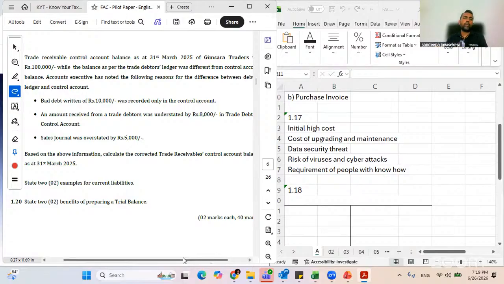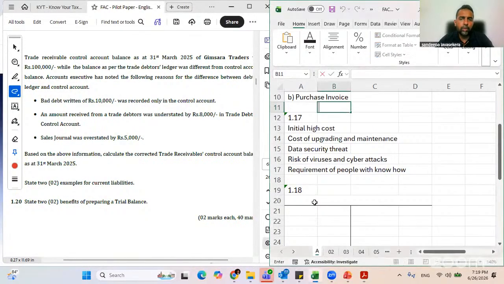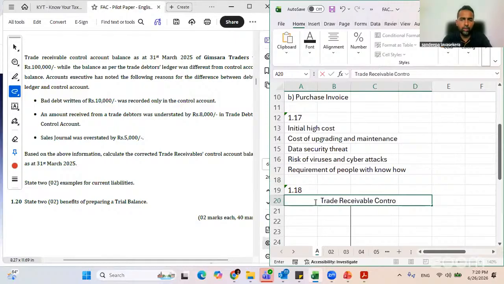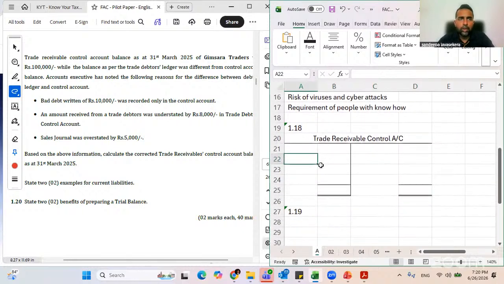Trade receivable control account balance as at 31st March of Gimsara is 100,000. But the debtor ledger was different, and the following reasons were identified. Find the corrected trade receivable control balance. We'll prepare the trade receivable control account. The opening balance was 100,000.